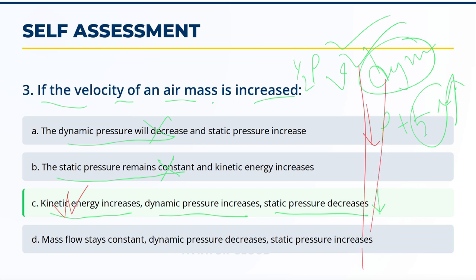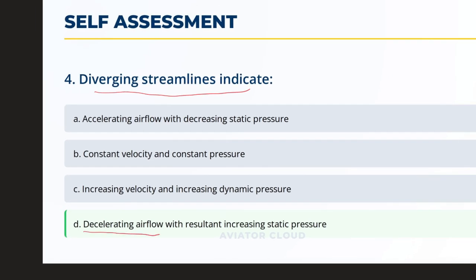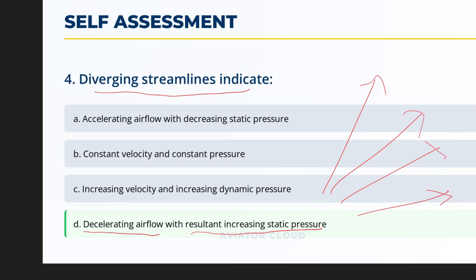So this kind of question will come. Okay, this is for your understanding. The mass flow stays constant. Now, diverging streamline indicates what? What does diverge mean? Decelerating airflow, yes, with resultant increasing static pressure. Right, diverging. Understand? Like this. So what happens when it is diverged? The velocity will decrease and static pressure will increase.